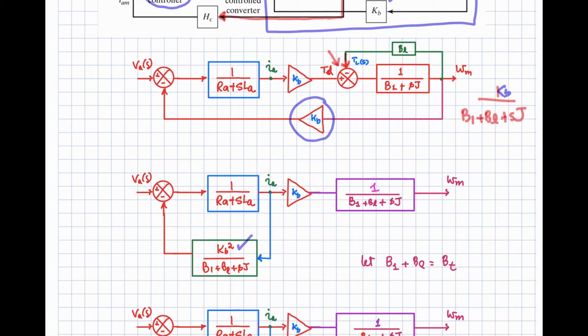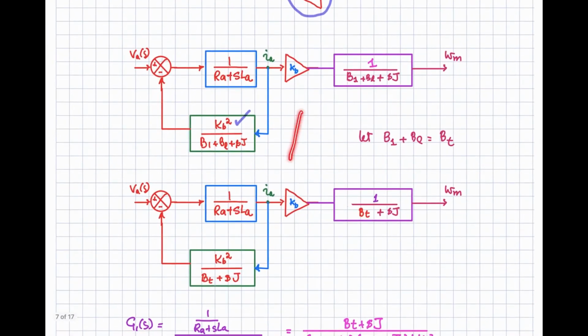So we can move this connection from here to here, and we will have to accommodate the effect of all of that, and that is this one. So that we have accommodated over here, KB into KB divided by (B1 plus BL plus sJ), so that is equal to KB square by that one. So let's assume that B1 plus BL is equal to the total frictional constant Bt. So now we are going to represent this diagram like this. In this you can see we have just replaced this one with the Bt. So you can represent your machine with this control diagram.